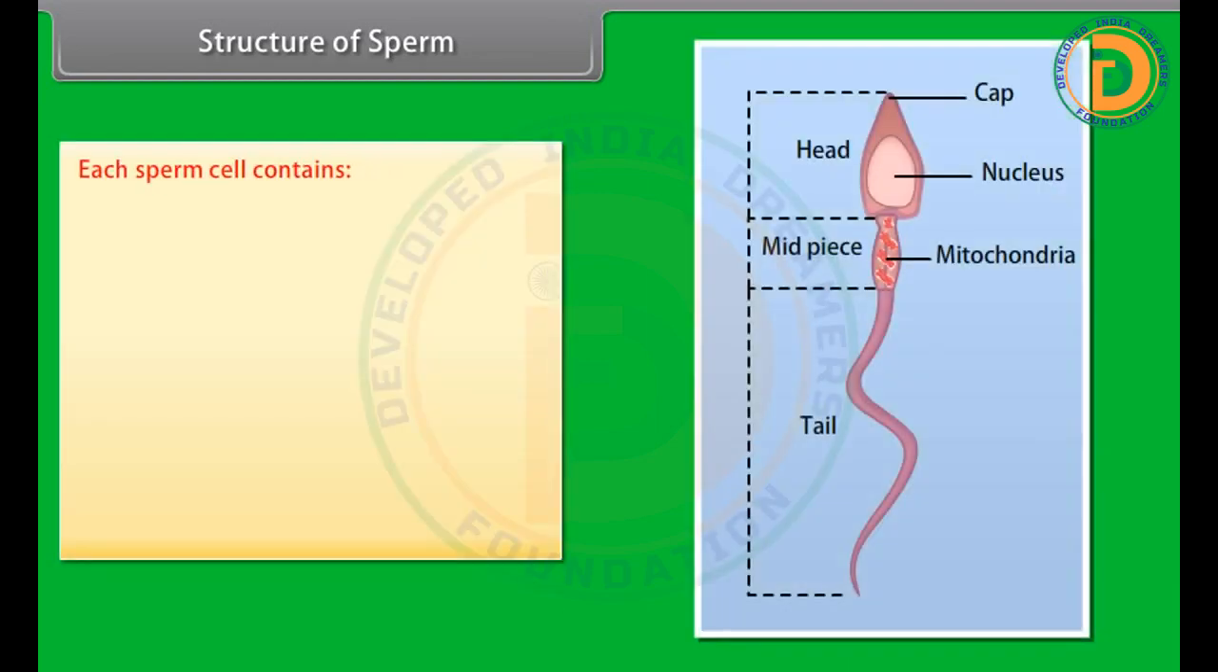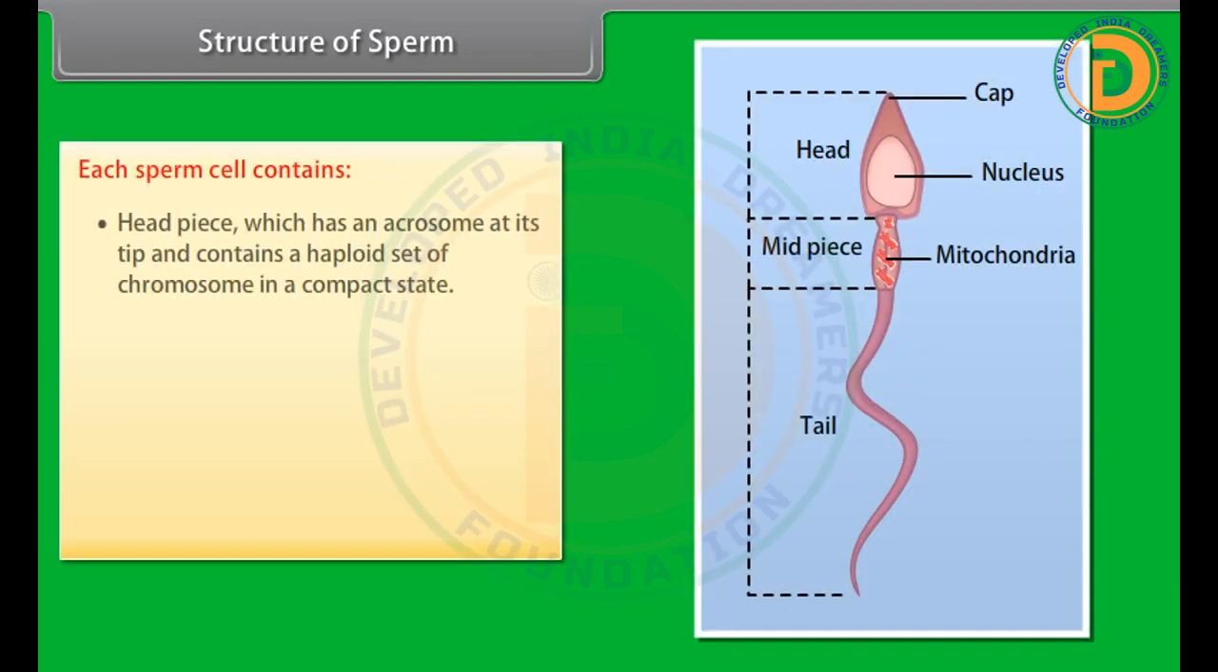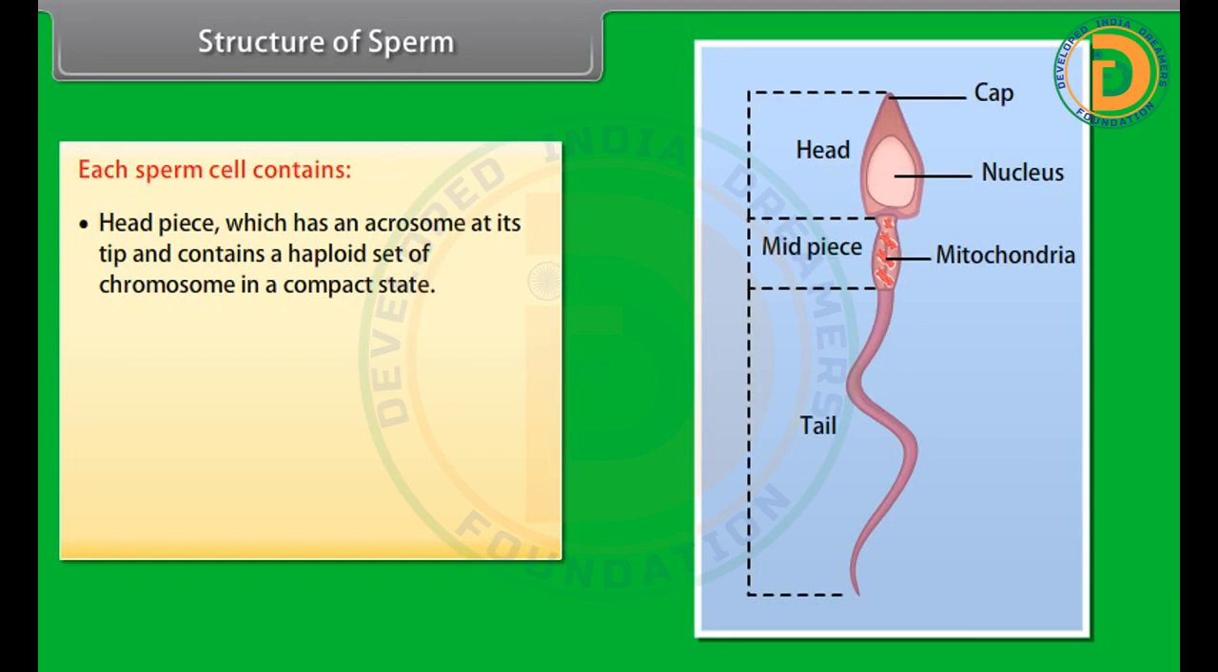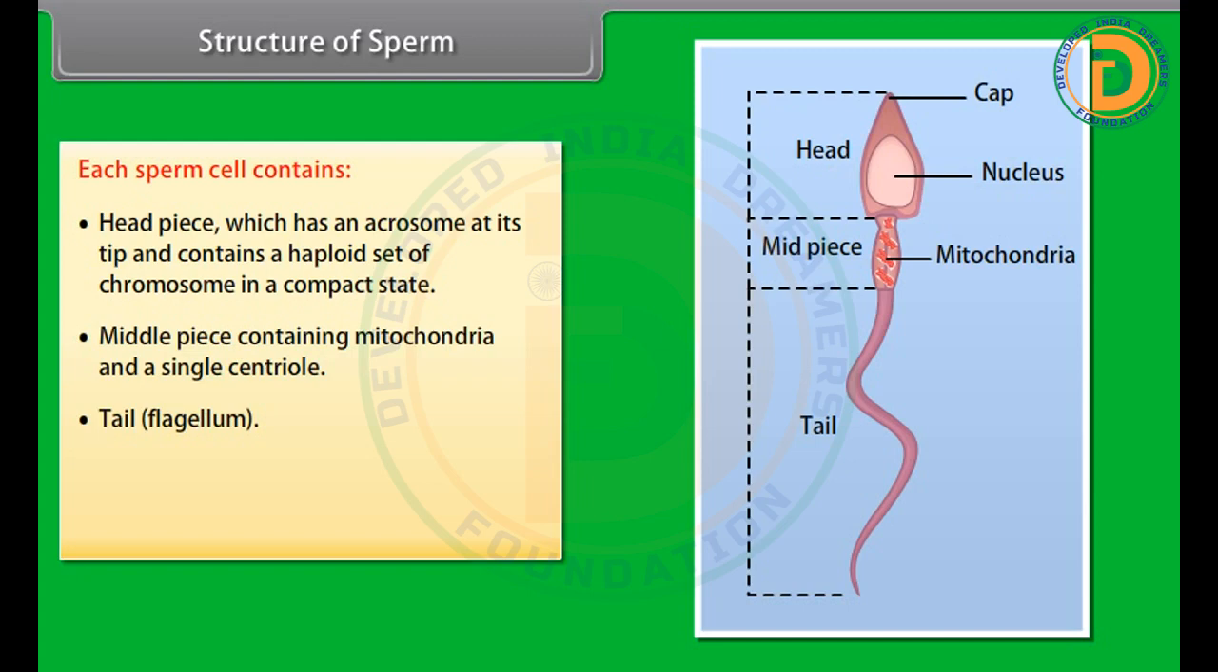Structure of sperm. Each sperm cell contains a headpiece, which has an acrosome at its tip and contains a haploid set of chromosomes in a compact state. Middle piece, containing mitochondria and a single centriole. Tail or flagellum. An adult male produces about 100 million sperms each day.